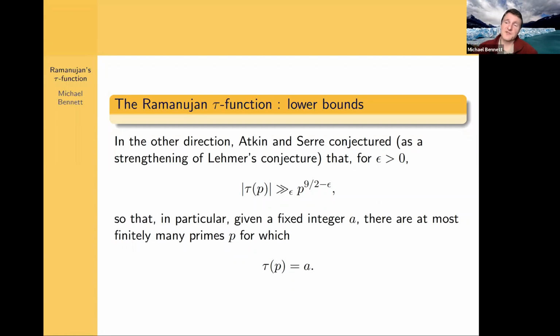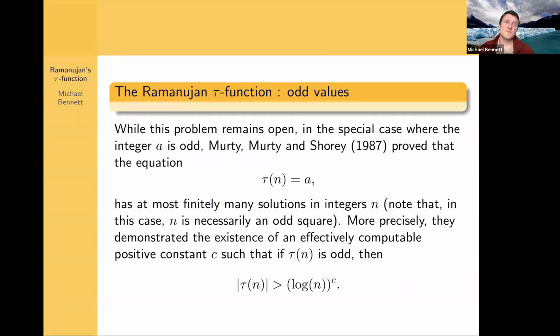But apart from some sort of local obstruction like that, there's not much we can say here. In general we can't say much, but if we do make the right-hand side odd, so that in particular the argument that tau takes can't be a prime, it would have to be an odd square, then there's a beautiful paper of Murty and Shorey, going back quite a long time for some of us, that in fact tau of n will represent A at most finitely many times if A is odd.